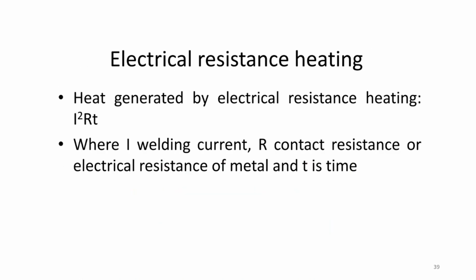Next is electrical resistance heating. So here heat is generated by electrical resistance heating, I squared R T, where I is the welding current, R is the contact resistance and electrical resistance of the metal, and T is the time.